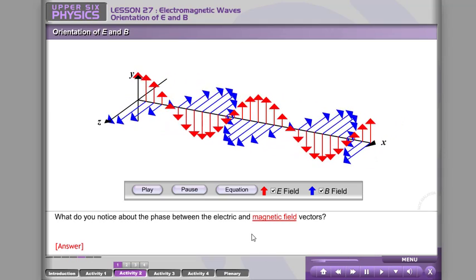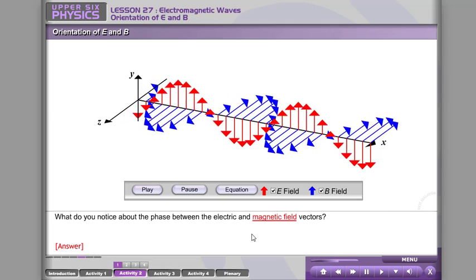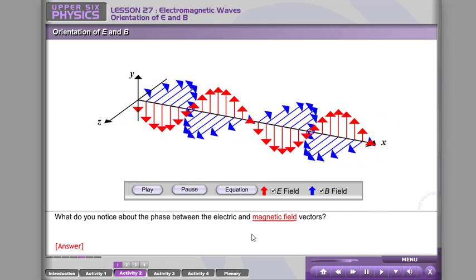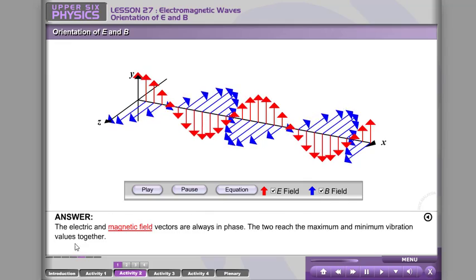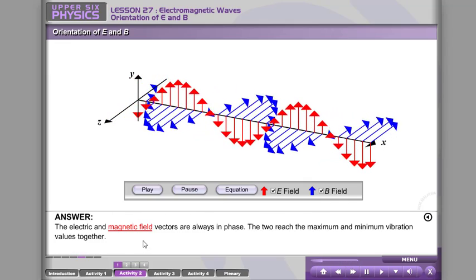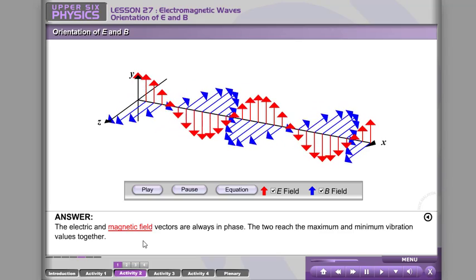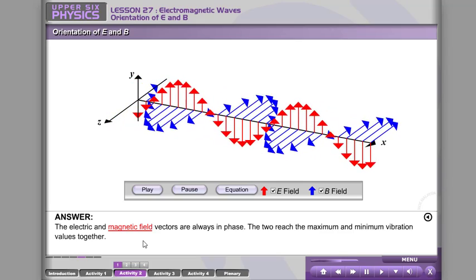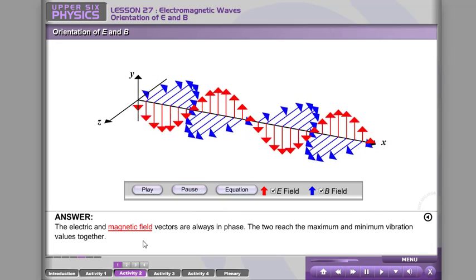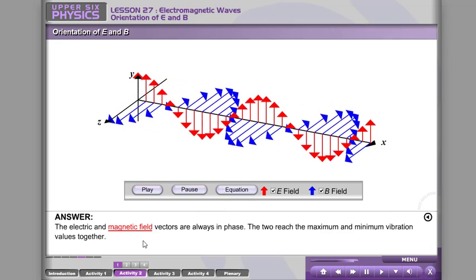What do you notice about the phase between the electric and magnetic field vectors? Answer: the electric and magnetic field vectors are always in phase. The two reach the maximum and minimum vibration values together.